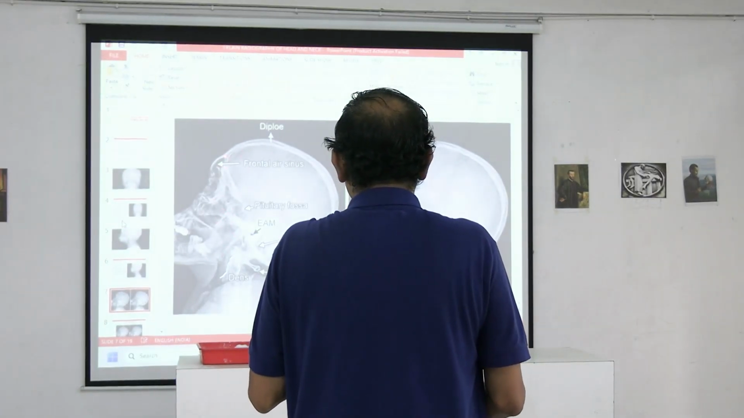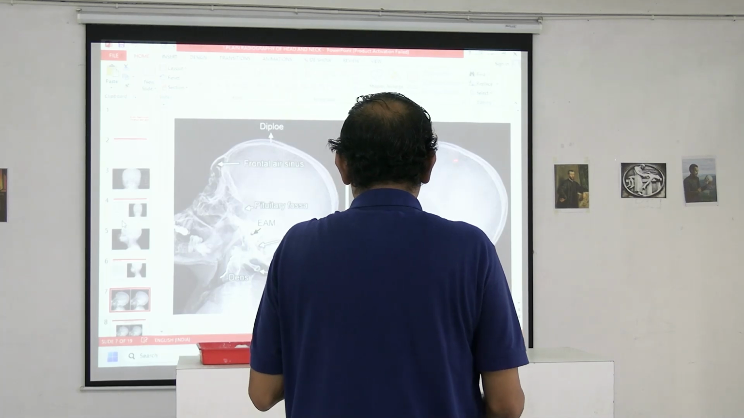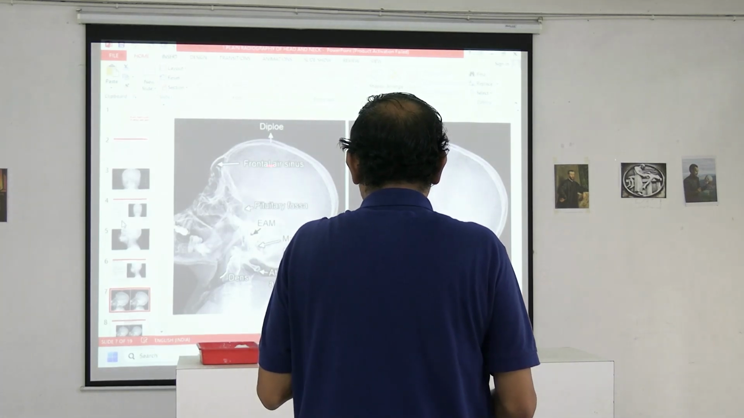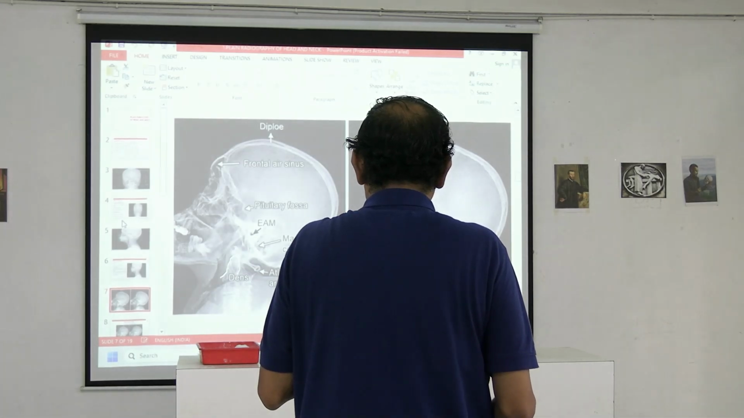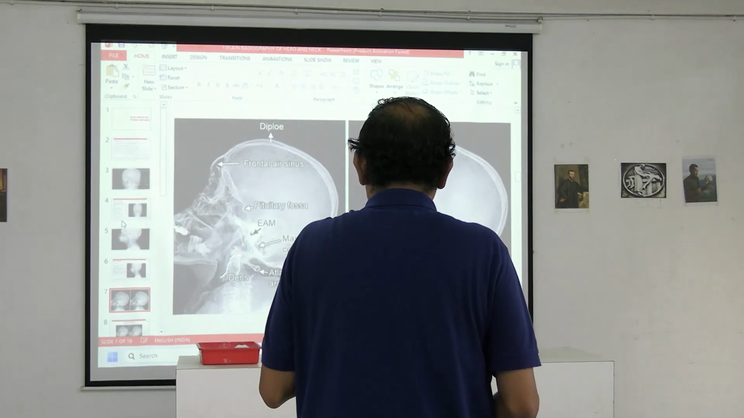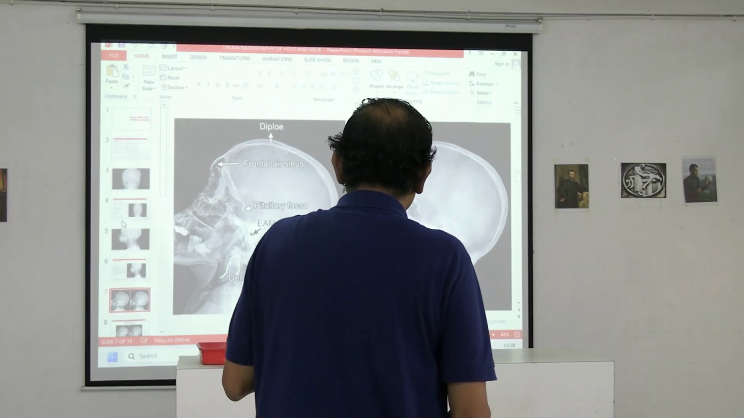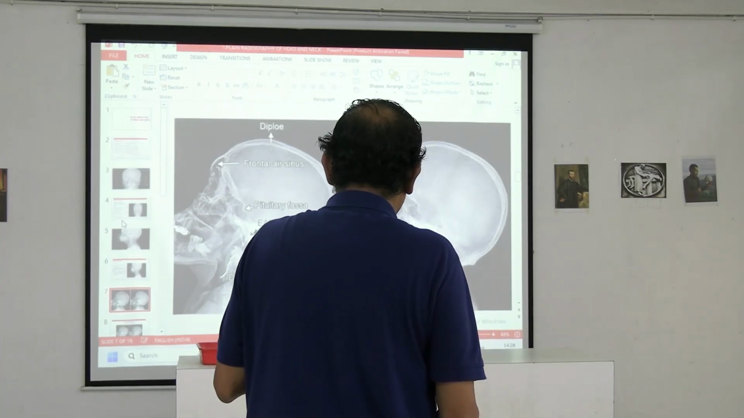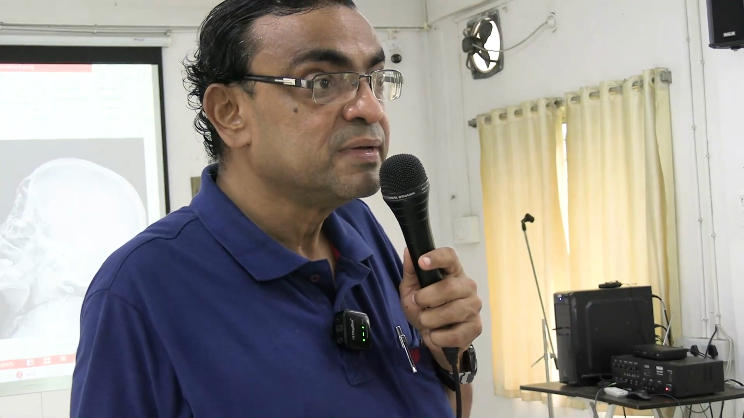Now we can get other things also, like frontal air sinus, the vascular markings over the cranium, and also here we can get the cervical vertebra. The first vertebra is nothing but the atlas, and within it we can get the odontoid process. Odontoid process is coming from the second cervical vertebra, that is called axis.